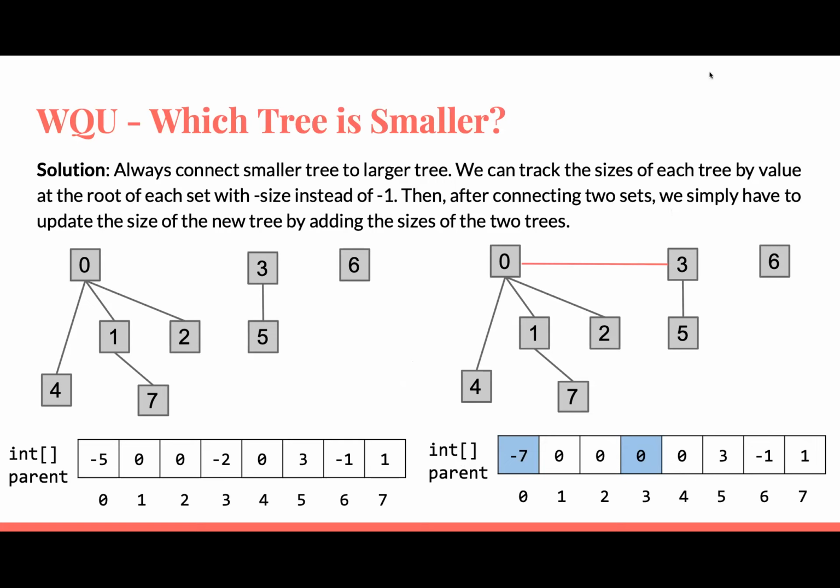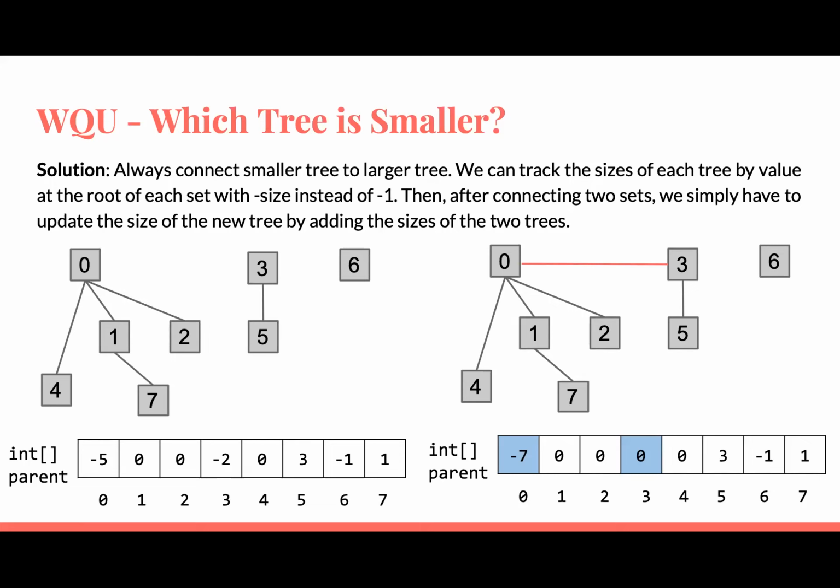What we do is that at every single node, if it is a root, we're going to store how many elements are within the set. So taking a look at 0 right here, the number of items that are within 0 is 5. And we're going to negate it, and we're going to say -5 is going to represent this. The negative tells us that this is a root. 5 tells us the number of elements within this set.